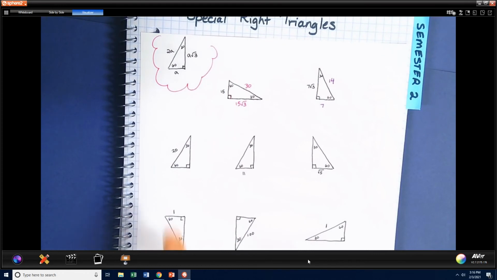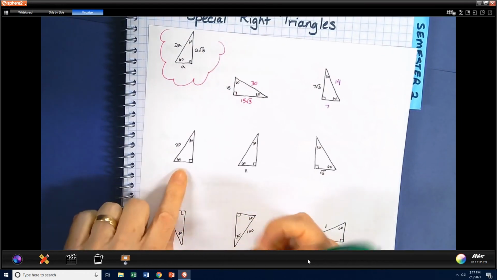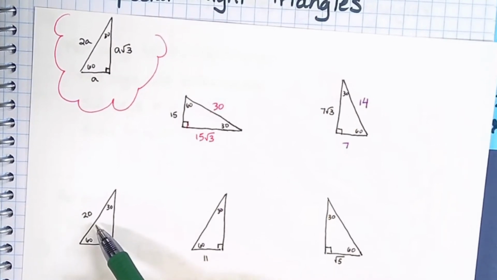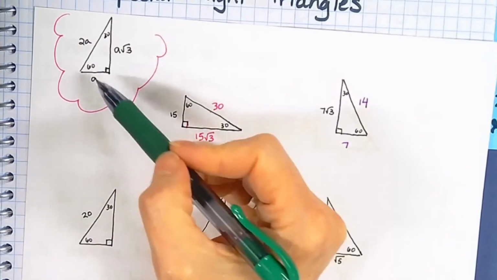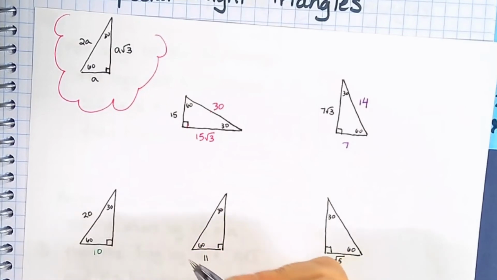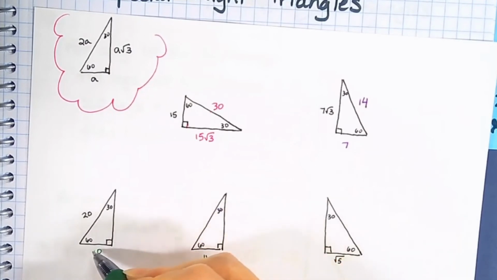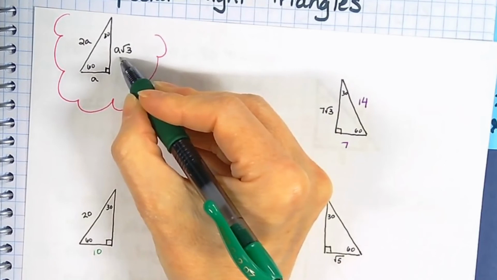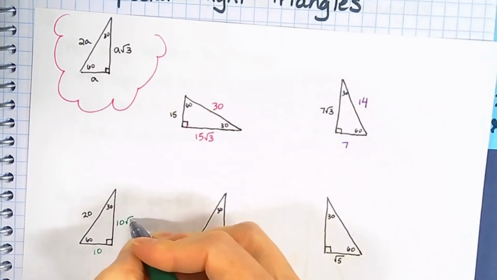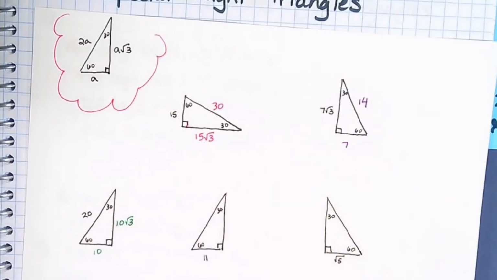Let's do another one down here. Suppose I'm given the hypotenuse, and I can tell that's the hypotenuse because it's across from the right angle. The first thing I'm going to do is find the shortest leg, because the shortest leg is just half of the hypotenuse. Half of 20 is 10. Once I know the short leg, the long leg is just the short leg times root 3. So it's going to be, in this case, 10 times the square root of 3. That'll give me my long leg.